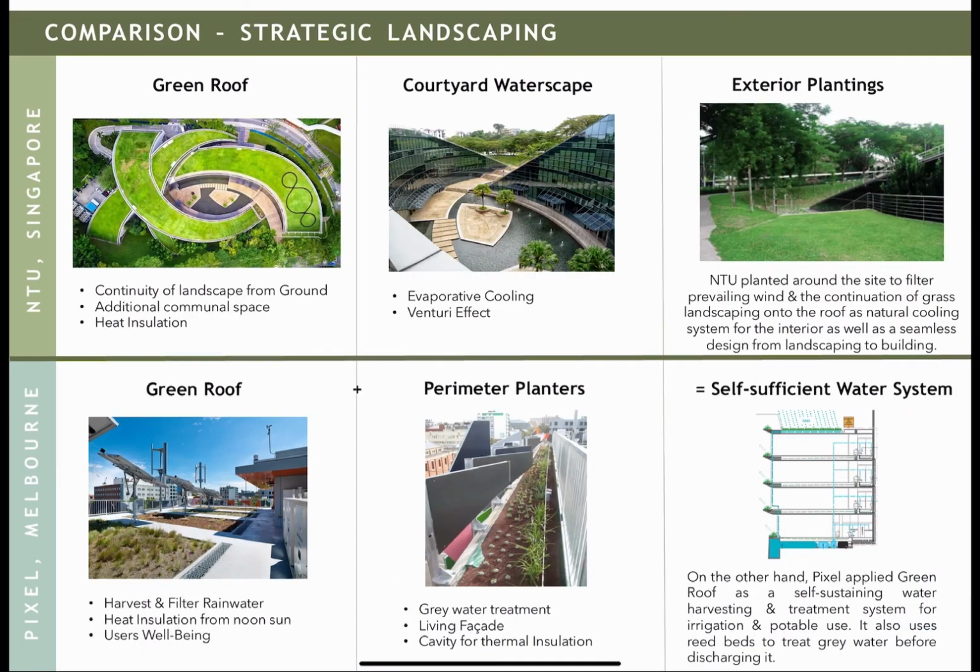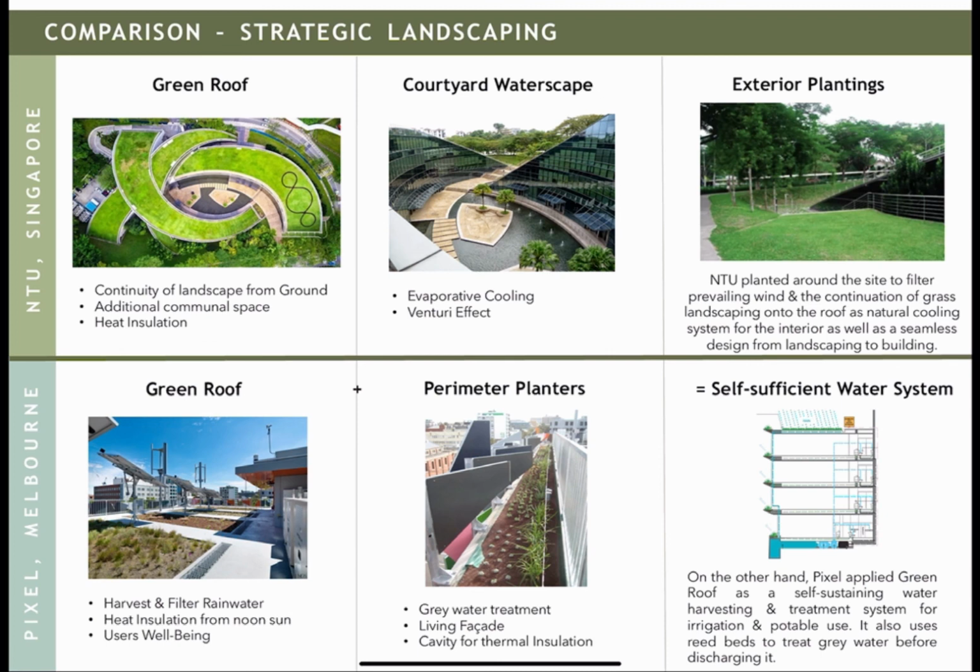And the last one is strategic landscaping. In NTU and also Pixel, they both have a green roof. NTU has a courtyard waterscape, which is very efficient in evaporative cooling and also has a battery effect. They also have exterior plantings, which NTU planted around the site to filter prevailing wind, and the continuation of grass landscaping onto the roof as a natural cooling system. But for Pixel, they have a green roof, but they use a perimeter planter. As a result, they have a self-sufficient water system.